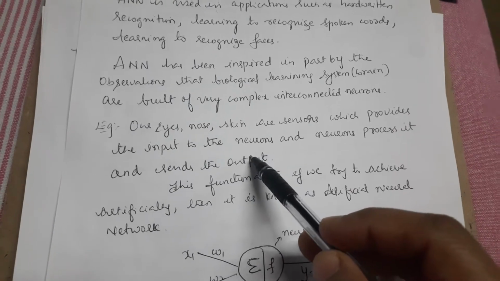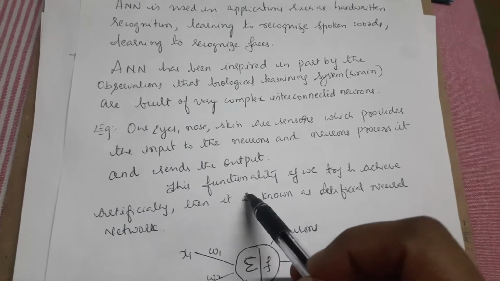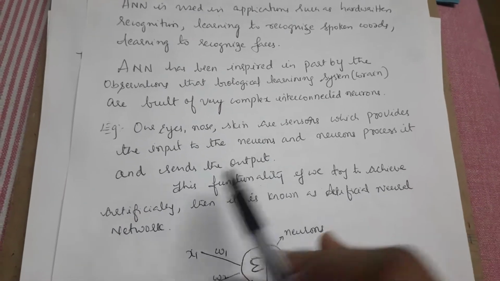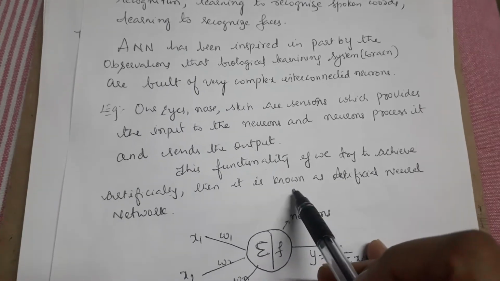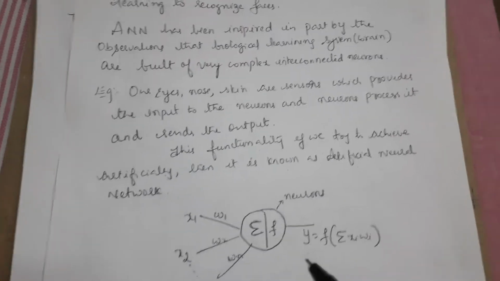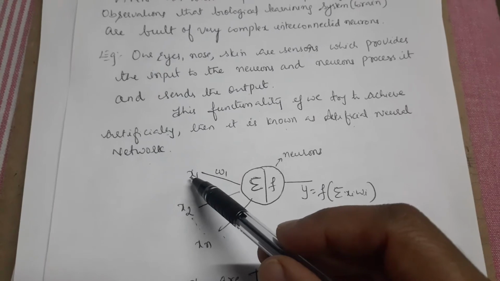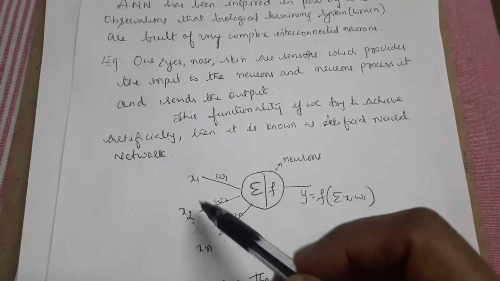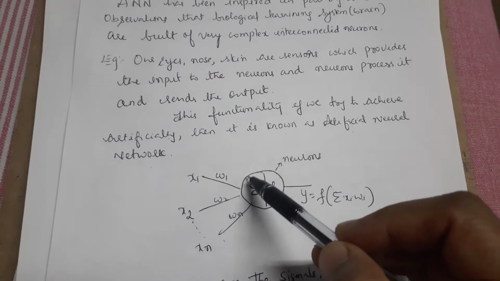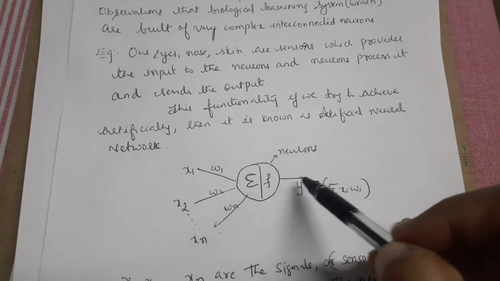Can we build the same functionality in an artificial way? Yes, this is possible. If we try to achieve this functionality artificially, then it is known as an artificial neural network. So here, these are the set of inputs, that is your hand, nose, skin, which are nothing but the set of inputs that we give to the neurons. The neurons are the ones which process and provide an output.